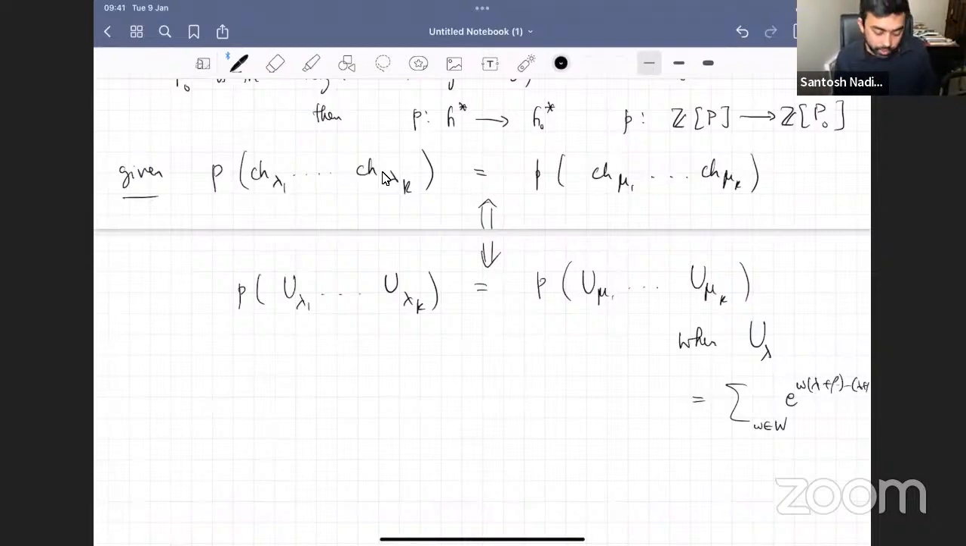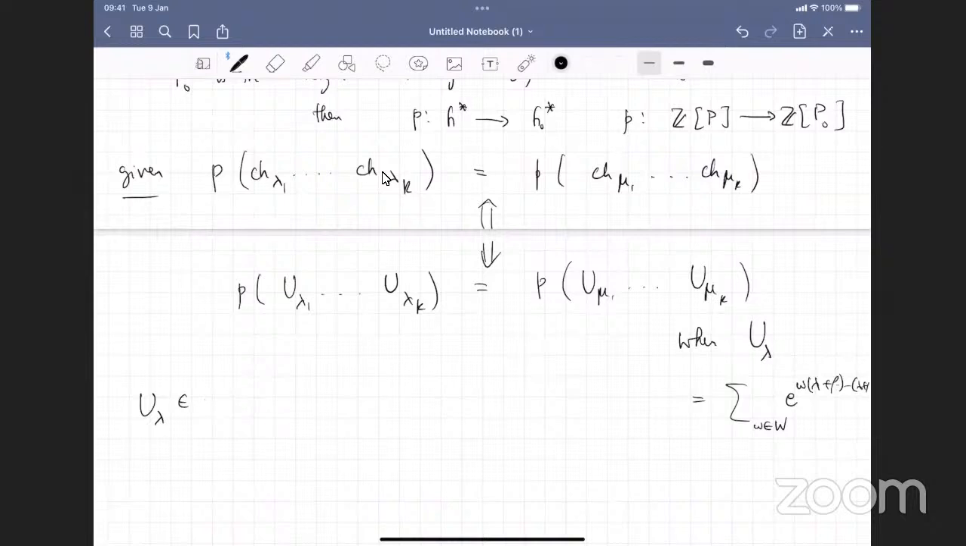And now we have to expand each of these U lambda. So we use Rajan's technique of expanding U lambda at some root. Now you can consider U lambda as a polynomial. Sign is missing. Okay, U lambda.